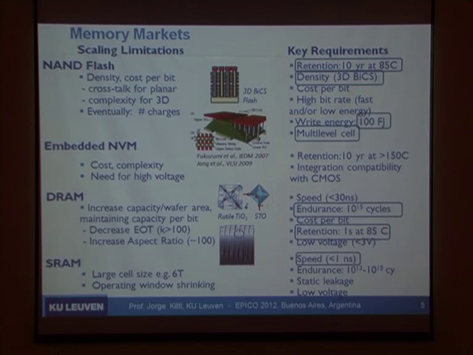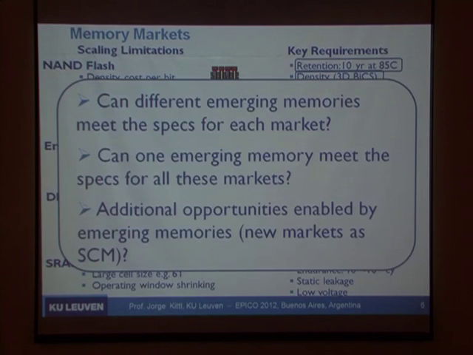So for example, to replace flash, you need a very high density memory to make it basically low cost. You need very good retention, etc. For DRAM replacement, you need basically unlimited endurance or very high endurance, etc. For SRAM replacement, it needs to be very fast, endurance, etc. Reliability in all of them is key. So a lot of difficult requirements.